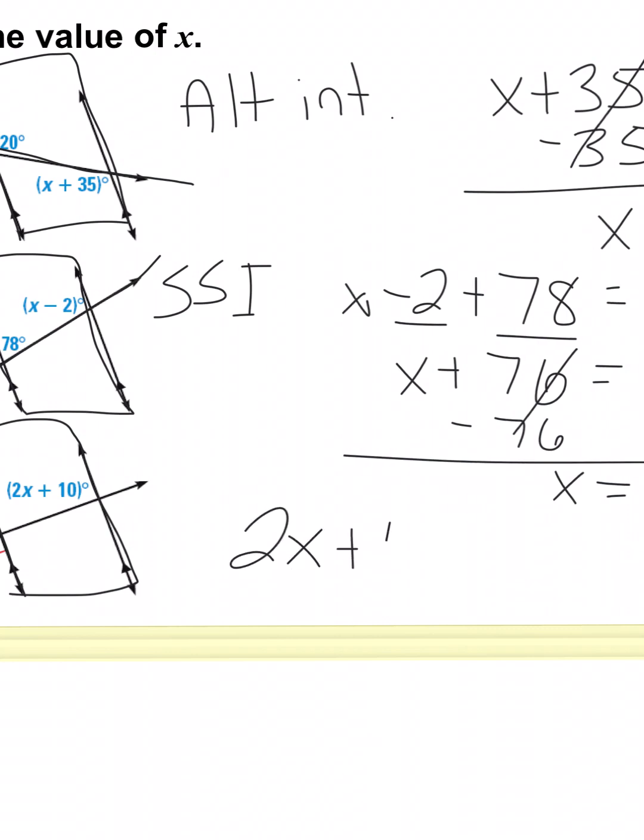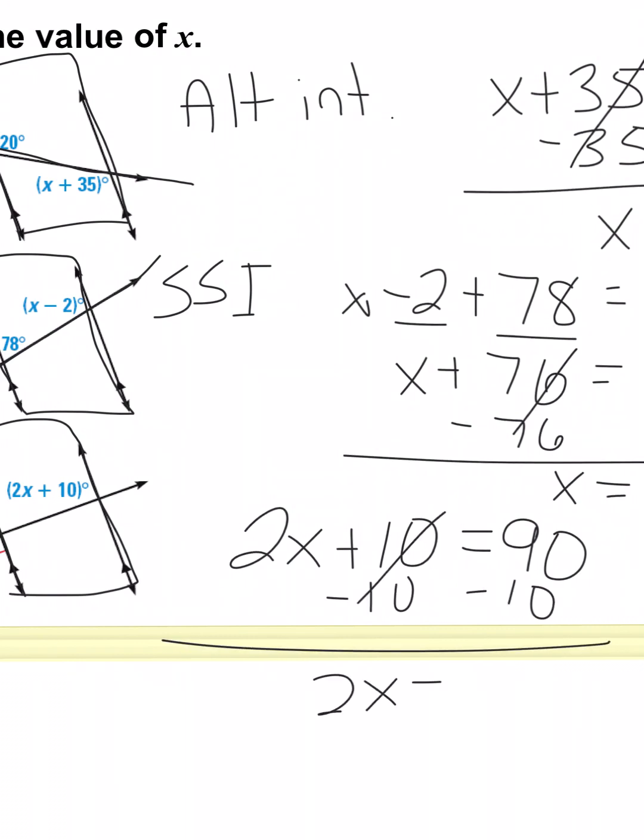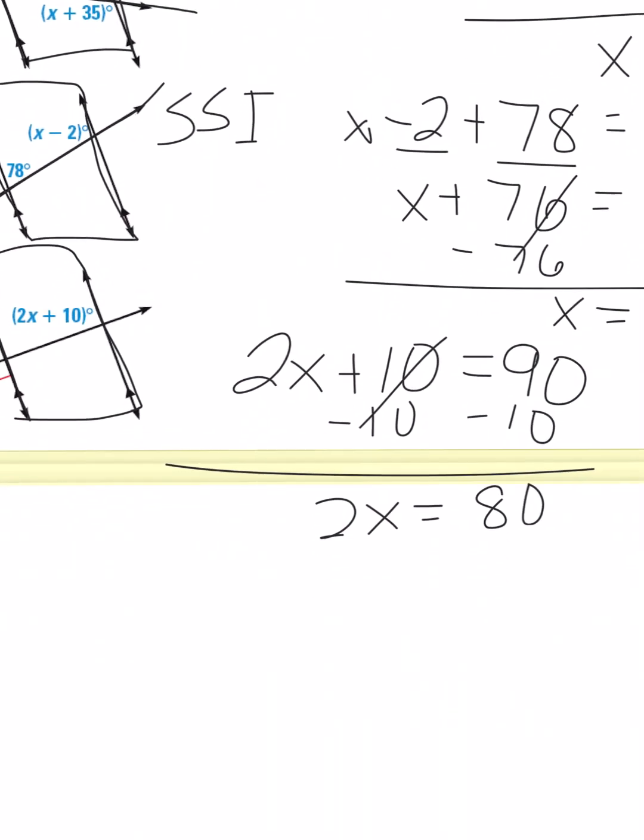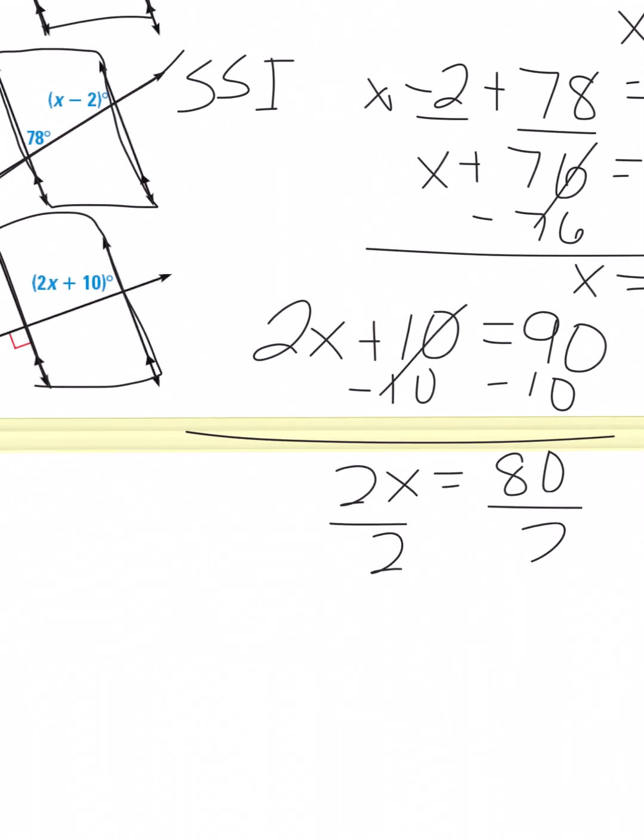2x plus 10 equals 90. We got to do a couple steps. What's our first step? Subtract 10. It's going to be 80. So 2x equals 80. Then divide by 2. x equals 40. Any questions over these?